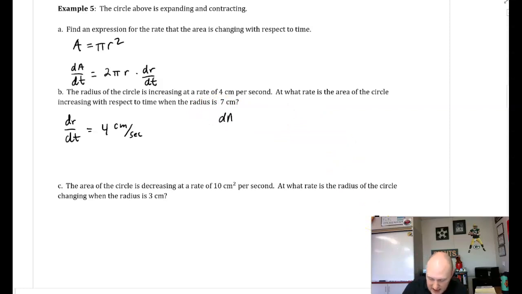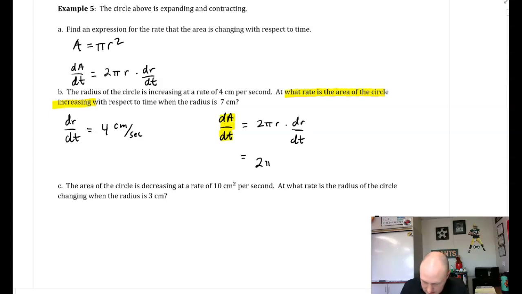dA/dt is equal to 2 pi r dr/dt. And then now what I'm going to do is use the given information and solve for the question that they want us to find, which is at what rate the area of the circle is increasing. Okay, so I am solving for dA/dt, and now I'm just going to go ahead and plug in my values.